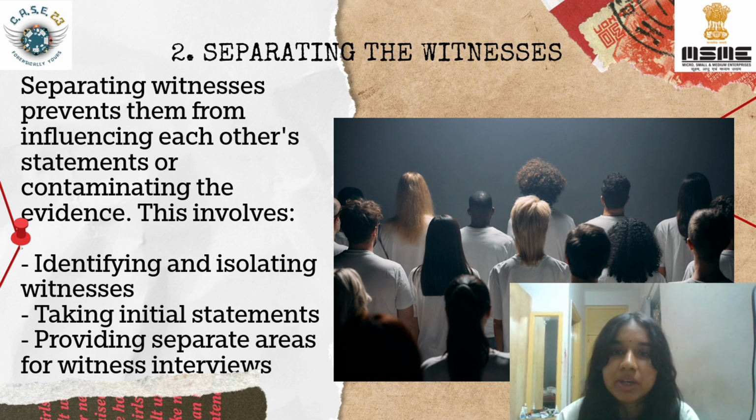There is also a possibility of something called collusion, which simply means a story that is made up by the witnesses when they are talking to each other, or as a result of them talking to each other. In order to prevent that, separating the witnesses is a very important step. So this step involves identifying and isolating witnesses. Again, identifying witnesses is very critical.